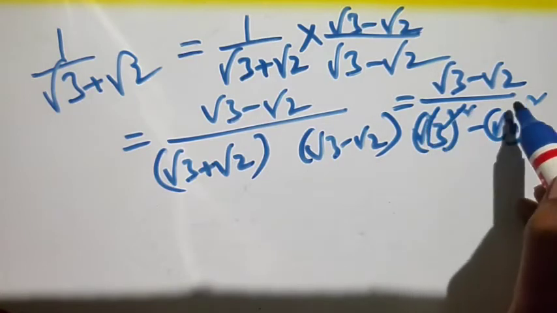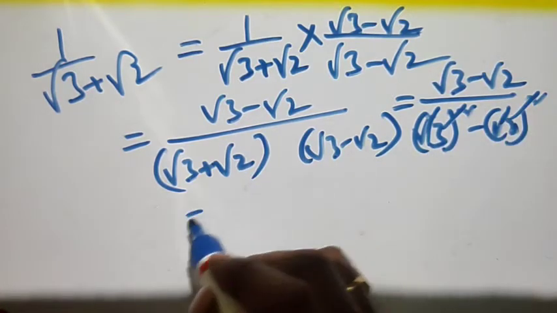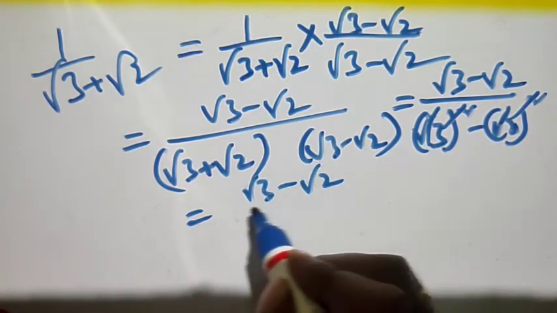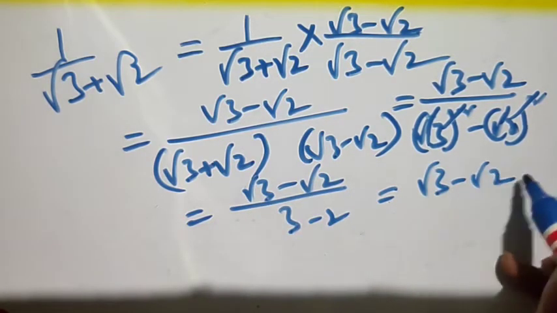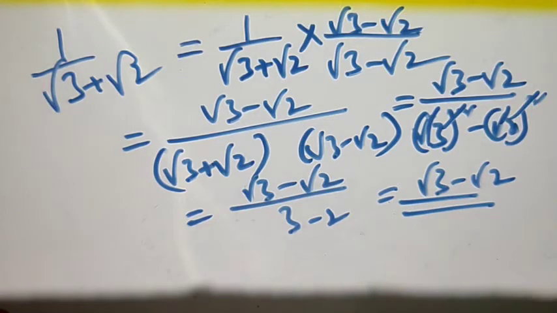So the square root gets cancelled. So remaining is root 3 minus root 2 whole by 3 minus 2, that is equal to 1. So in the denominator, no need to write 1. See, like this you have to rationalize the denominator. If the order is 2, which formula do you have to apply?